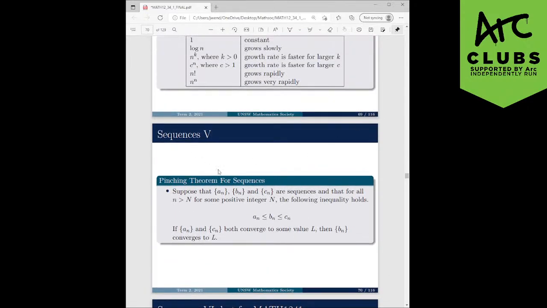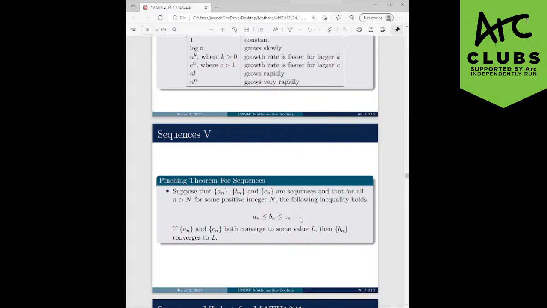Now, for the sequences, we're still in sequences. We'll get to the series one day. Suppose that you have these three sequences, a_n, b_n, c_n, and that for some integer capital N, above that integer, all the terms of your sequences satisfy this inequality: the a_n terms are less than or equal to b_n terms, less than or equal to c_n terms. If this works, then you can use the pinching theorem. If you find that a_n and c_n both converge to the same value L, then b_n converges to that L.